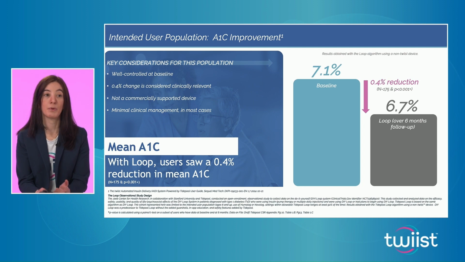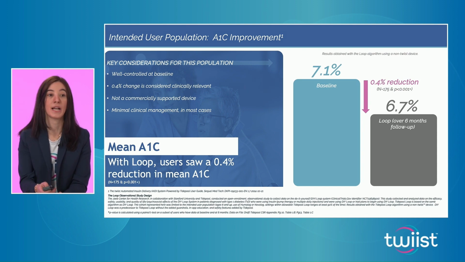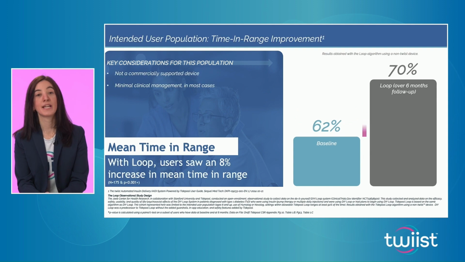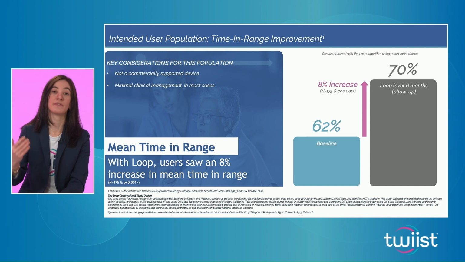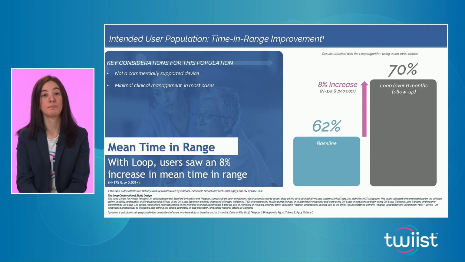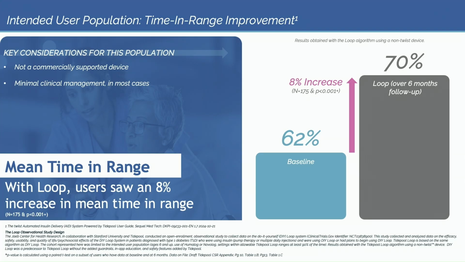Again, this is a population that is well controlled at baseline, not using the twiist device, but using the DIY algorithm. And if we look at time in range, we can see an improvement of 8%, from 62 to 70% over a 6-month period. 8%, if we do the math, means about 2 hours extra time per day being in target range. That time in range of 70% is consistent with what we see in a lot of studies using AID systems.